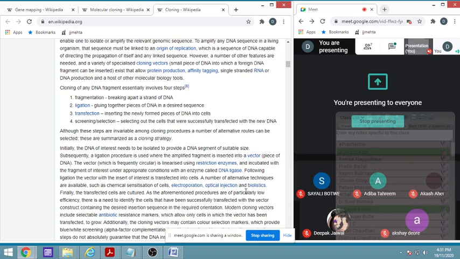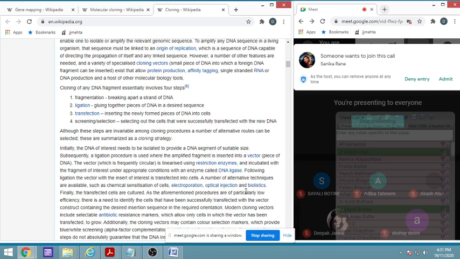Okay, this type of thing is called recombinant technology. That is, earlier the DNA was there, and now you are adding a piece of DNA into it, and this DNA will be doing the job which you assigned, because you know that this much portion of DNA is responsible. So initially the DNA of interest needs to be isolated to provide a DNA segment of suitable size. Then ligation has to be done. Then you have to put it into the vector, whatsoever DNA is able to carry it and which should be able to incorporate it into the other DNA.